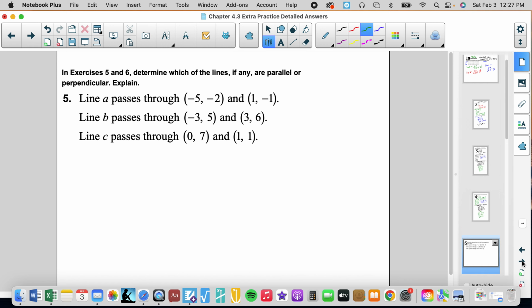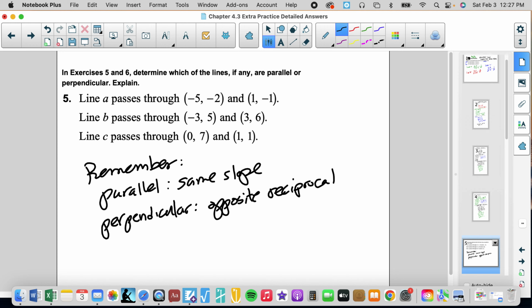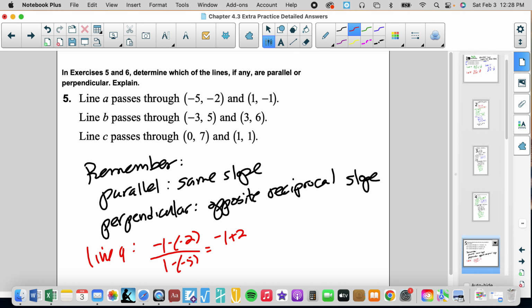Now parallel or perpendicular. Let's remember, parallel: same slope. Perpendicular: opposite reciprocal. So the slopes are going to be opposite reciprocal slopes. So let's look at line A. Find the slope for line A, which is going to be negative 1 minus negative 2 over 1 minus negative 5, equals negative 1 plus 2 over 1 plus 5, 1 over 6 for line A.